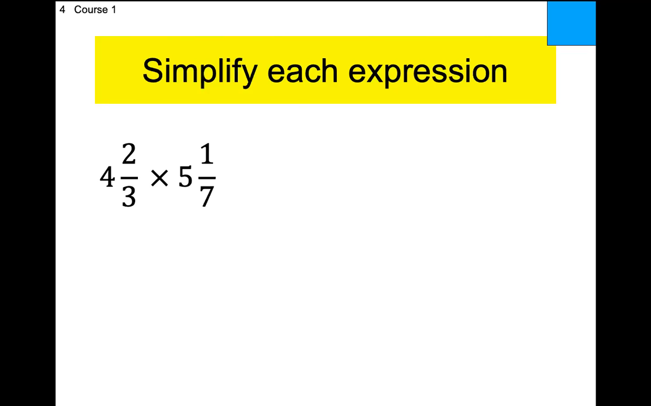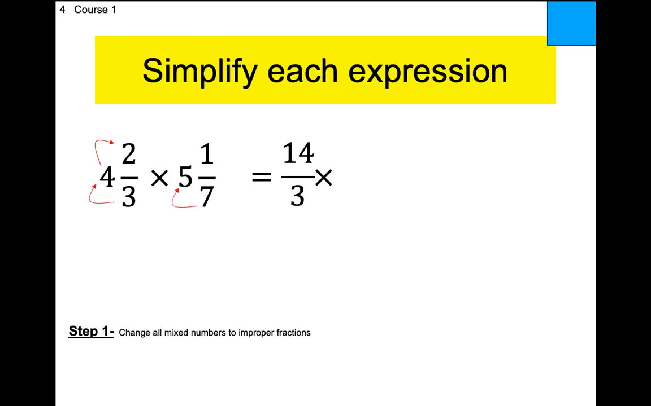Perfect. Good job. All right. So she turned that first one into an improper fraction. You do the same thing for the second one. 7 times 5 is 35, plus 1 is 36 over 7. Okay. When the numbers get large, it's worth 5 or 10 seconds to look at them and see if anything cross reduces. Marie, anything cross reduce?